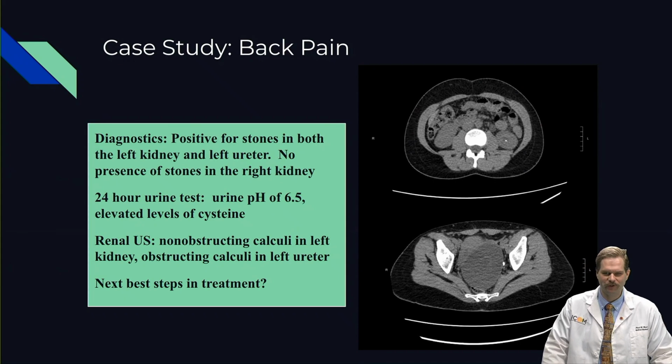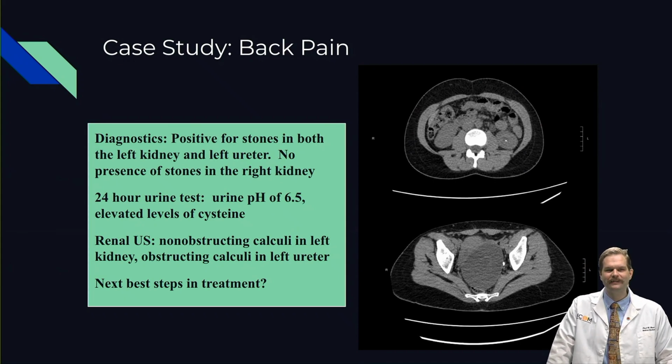Returning back to our patient, an abdominal pelvic CT scan was ordered, revealing the presence of kidney stones in both the left kidney and left ureter. The right kidney and ureter were spared. A 24-hour urine test revealed both a urine pH of 6.5 with elevated levels of cysteine. The renal ultrasound also aided in confirming the presence of non-obstructing kidney stones. With this information, what would be the next best steps in treatment and management?